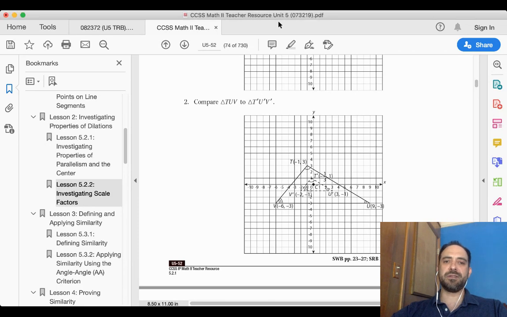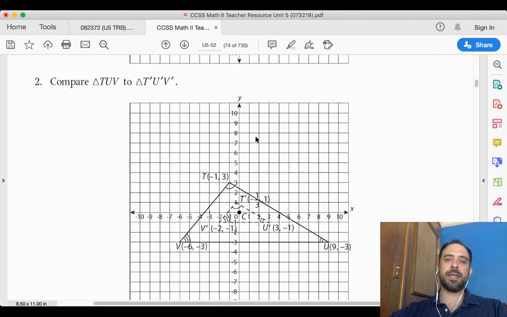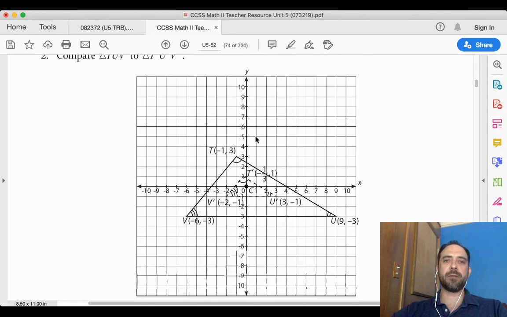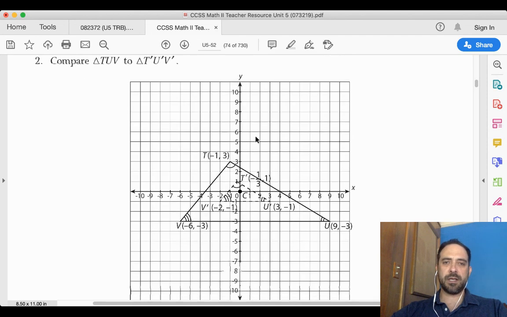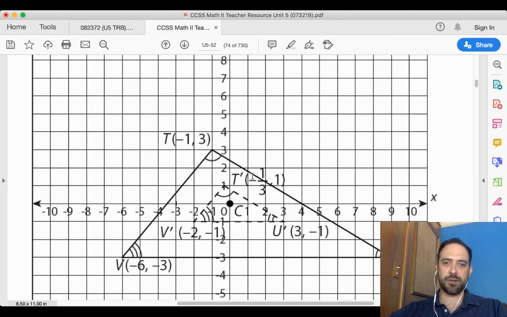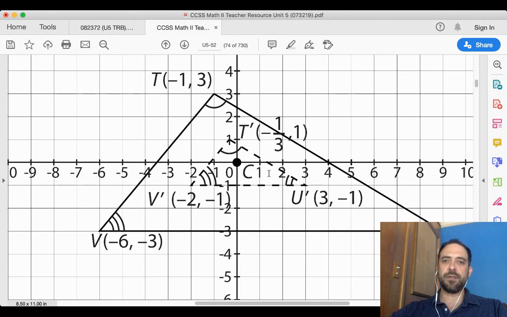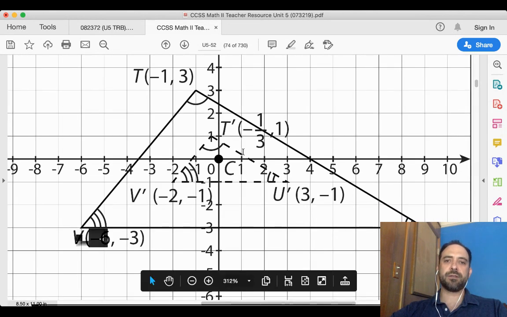Back to what we were doing. Okay, comparing TUV and T prime, U prime, V prime. So triangle TUV and the prime of that triangle. So let's look close. TUV looks like the larger triangle here, and the smaller triangle, T prime, U prime, V prime, is in the middle here.